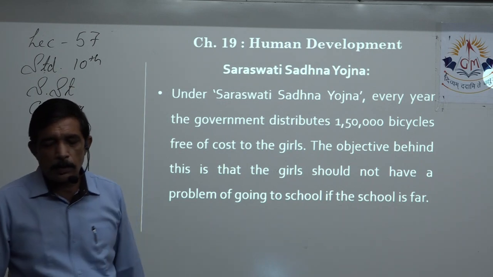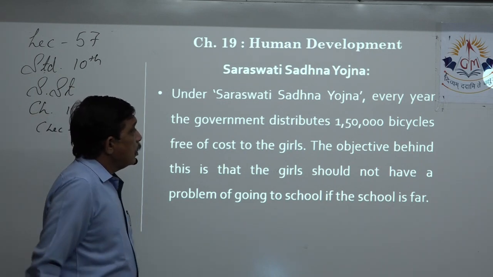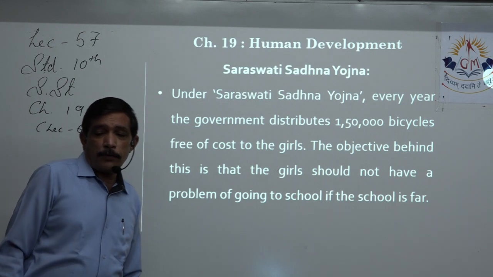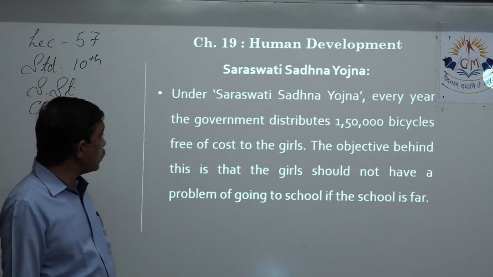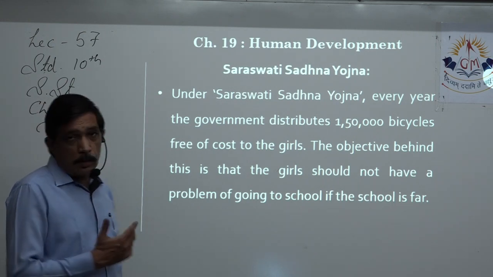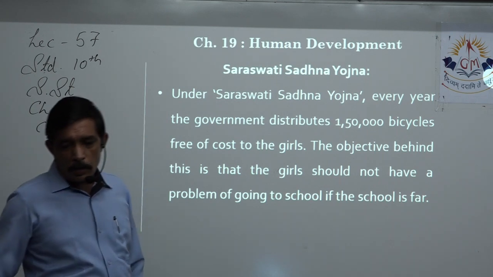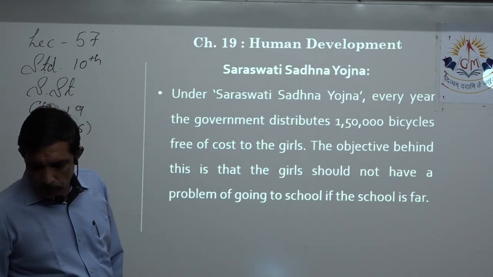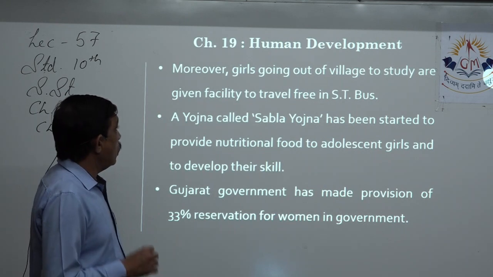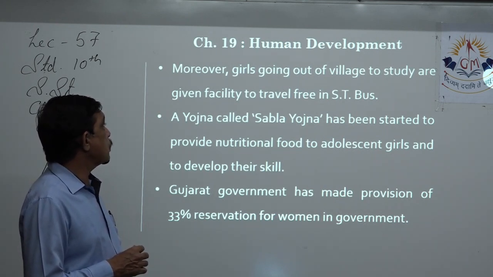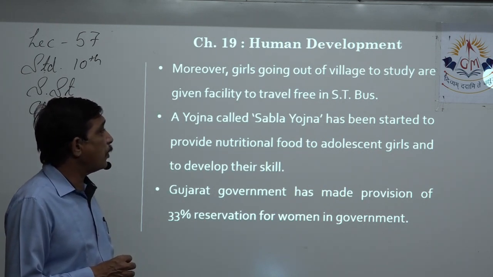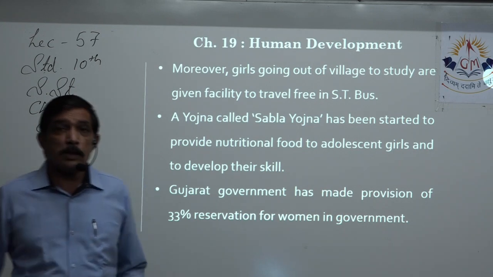So bicycles are distributed free of cost. The number of bicycles is 1,50,000 per year, and the Yojna is called Saraswati Sadhna Yojna. Moreover, girls going out of the village to study are given the facility to travel free in ST bus. And just now we discussed that matter.